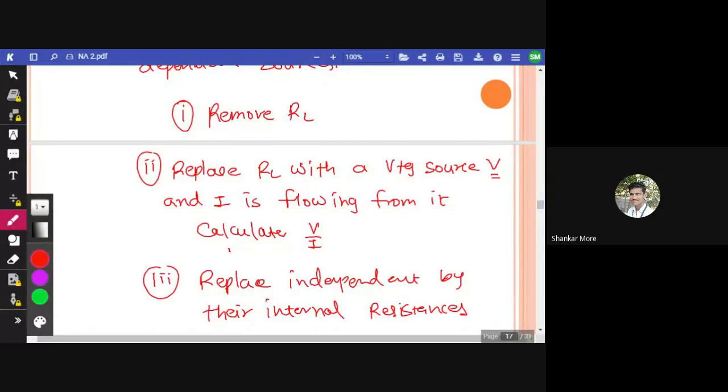Okay, so this is actually the second step, and the next one is the third one. First we have to remove the load RL, then we have to replace all the independent sources by their internal resistances, and the third step is we have to replace RL and connect a voltage source V, and show that I is flowing through that voltage source. And we have to calculate what? V by I. So V by I will be equal to R, that is nothing but our RTH.